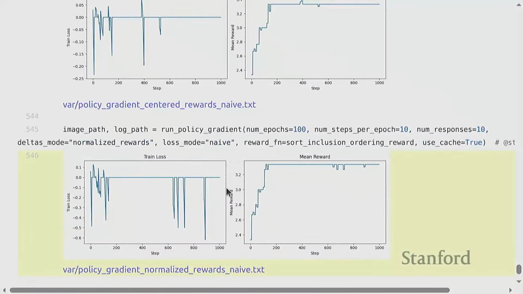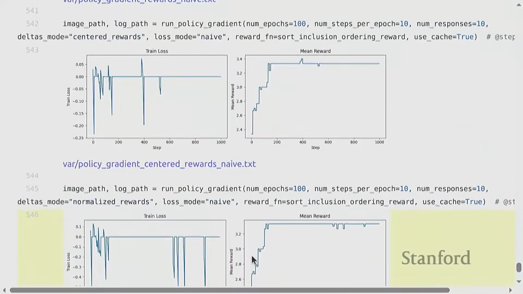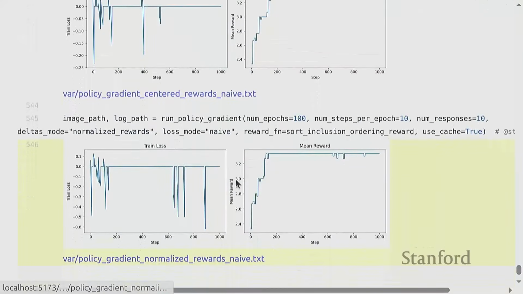And then finally, the standardized. I think the normalization here didn't really do all that much, so I'm going to skip it.